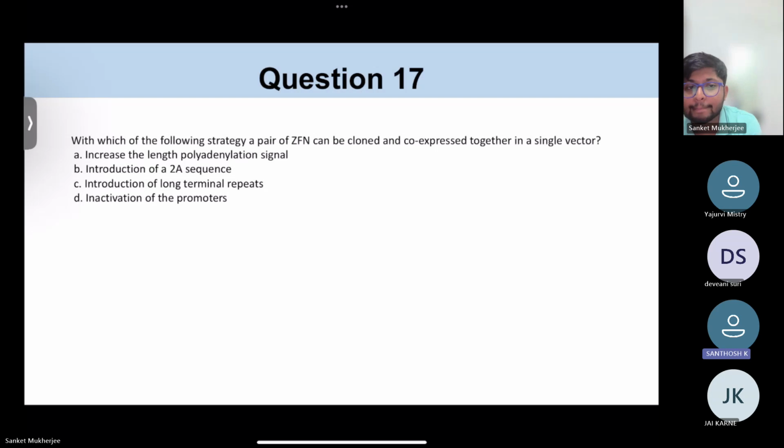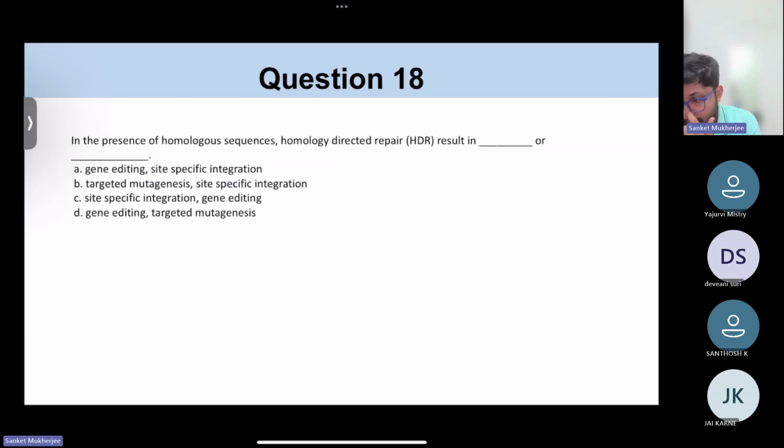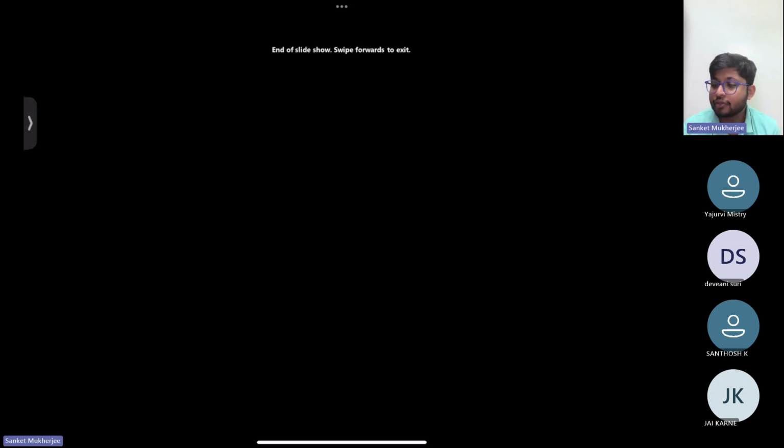Introduction of 2A. You're right. In the presence of homologous sequence, homology directed repair or homologous recombination results in dash or dash. Is it gene editing or site-specific integration? Targeted mutagenesis or site-specific integration or gene editing, which is basically the first option only, and gene editing and targeted mutagenesis. It would be option A or option C, anyway, however you would like to see.